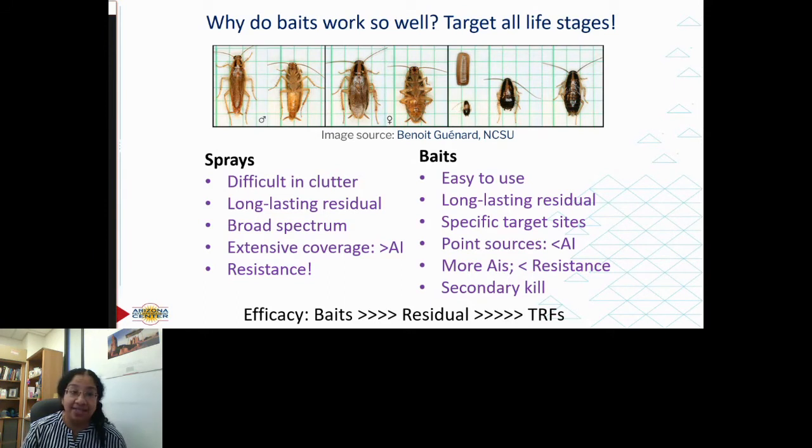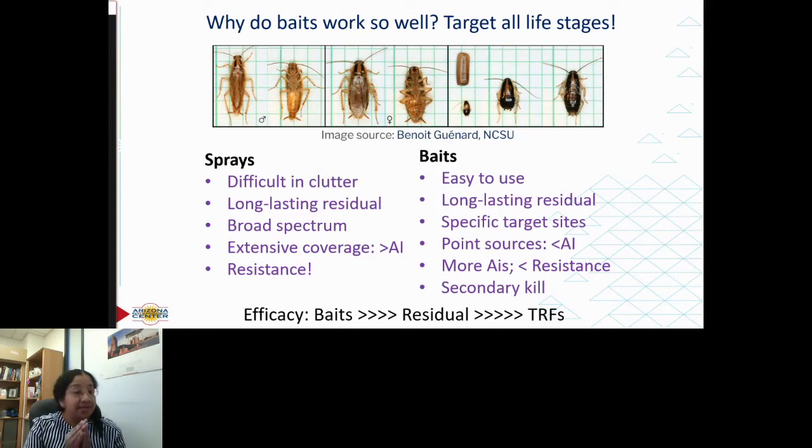Some sprays have extensive coverage. Many sprays lead to development of resistance in insects because of that constant exposure. But coming back to baits, baits are usually not broad spectrum. They have specific target sites, and they don't have extensive coverage like sprays. Like when you squeeze the trigger on a spray bottle, you get a wide area that's covered. Baits don't work like that, and they are more targeted to a point source.